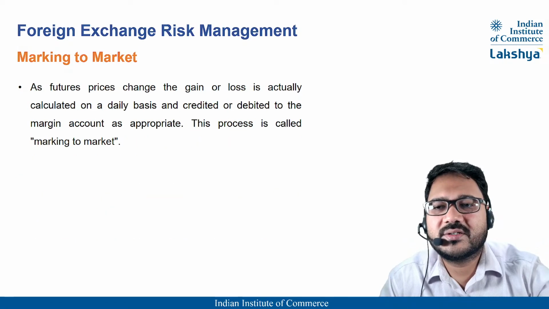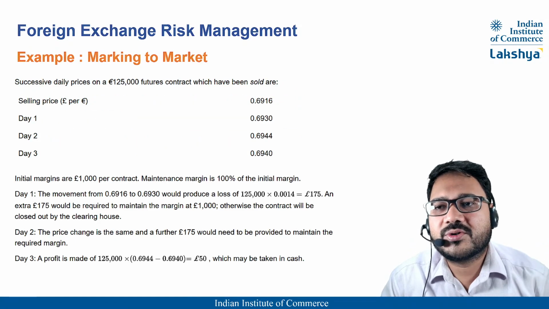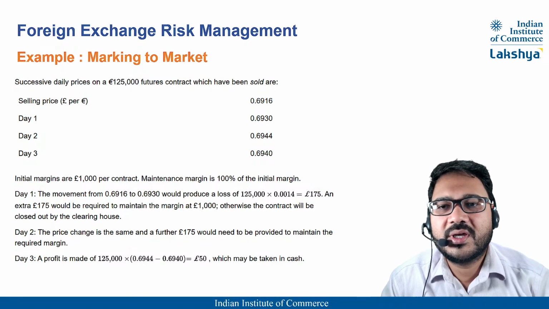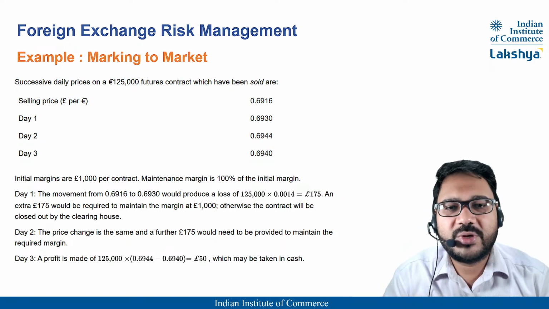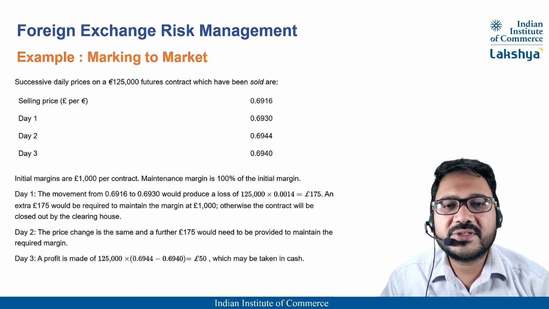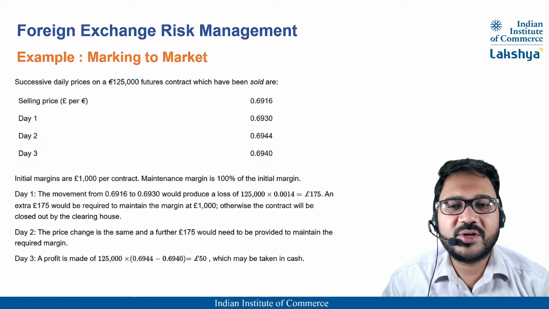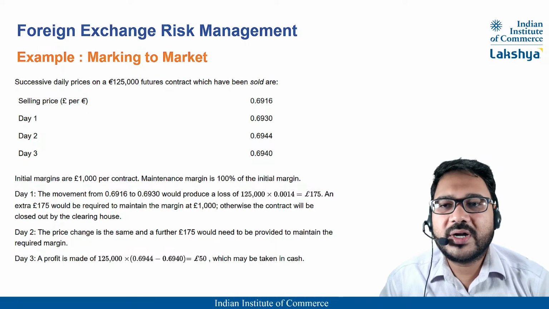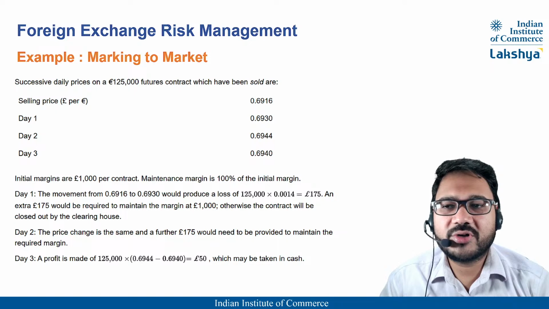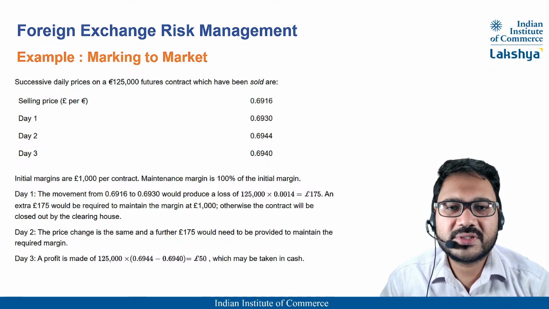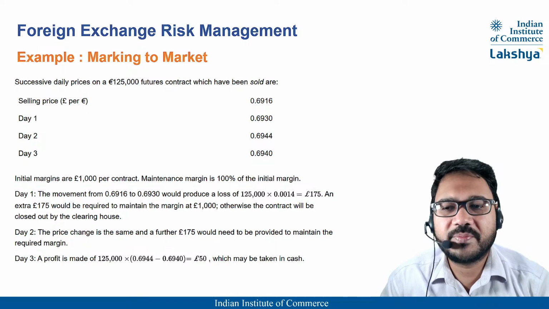We'll just look at an example. Successive daily prices on the 125,000 euro futures contract which are sold. So basically the underlying is 125,000 euros. In one box there is 125,000 euros. The selling price is 0.6916. So you were to purchase a lot, or rather one unit, for 0.6916. So a lot would be 125,000 euros into 0.6916. Okay, so that's what you have to pay.